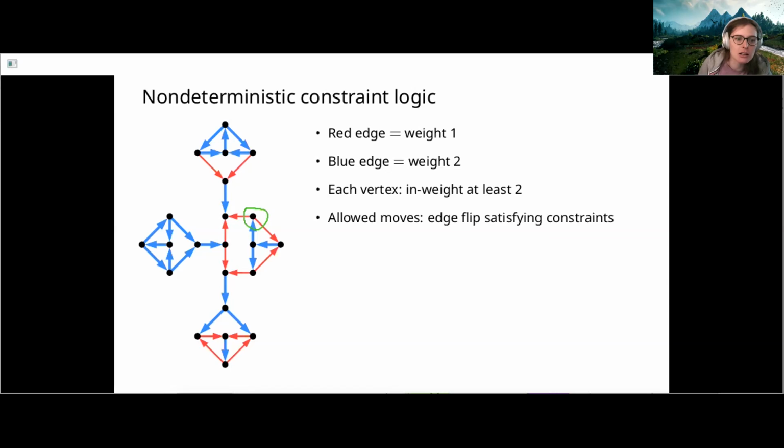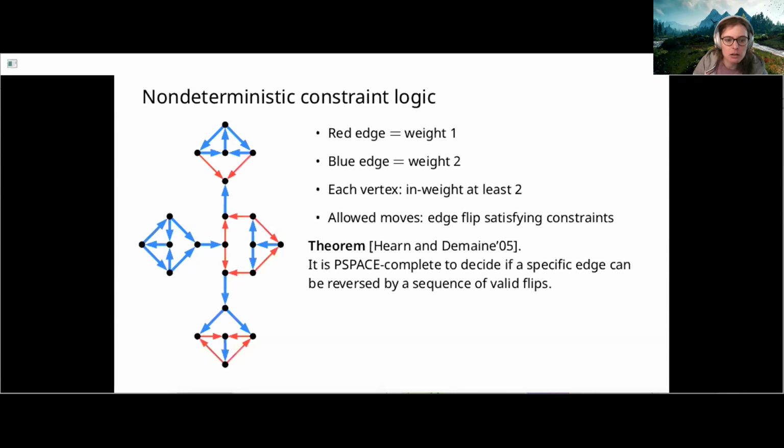The vertex directly to the left, it's even more happy. It has incoming weight 4, but now because it has 2 red edges pointing inwards, we can also flip the blue edge. Right? So let's flip the blue edge now. Okay, so these are basically the operations that we are allowing ourselves, and the question is, can we, with a sequence of valid edge flips, change the direction of one specific edge?